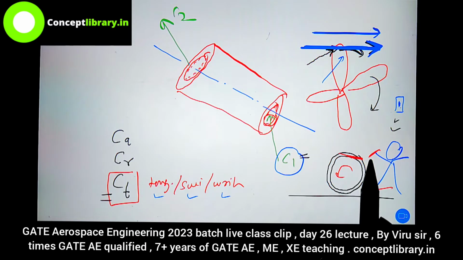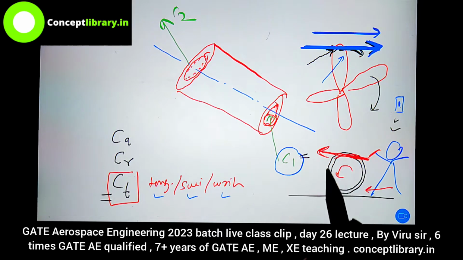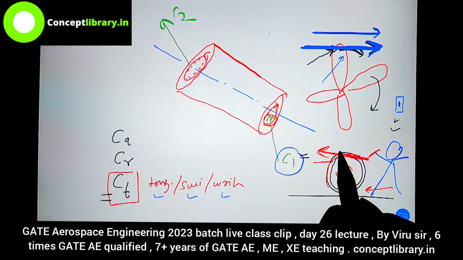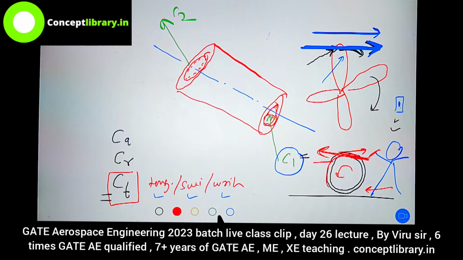So what are you doing? You are applying force like this. So this is tangential force to rotate the tire. Okay, now if you want to stop the tire, then again you have to apply tangential force. So understand what is the role of the tangential component.